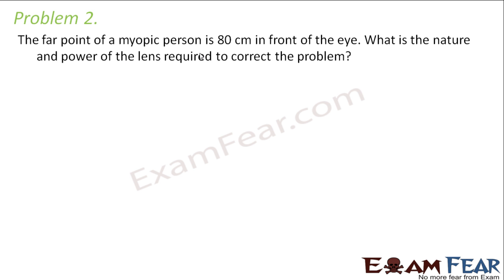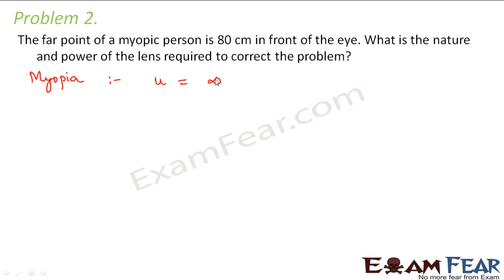It says the far point of a myopic person is 80 centimeters in front of the eye. What is the nature and power of the lens required to correct the problem? So what is the problem that the person is having? It is myopia. What is myopia? It is nearsightedness. That means you can see nearby things clearly, but you cannot see distant objects clearly. So in this case, the object is at infinity, because nearby objects you can already see clearly, so we do not need any lens for that.